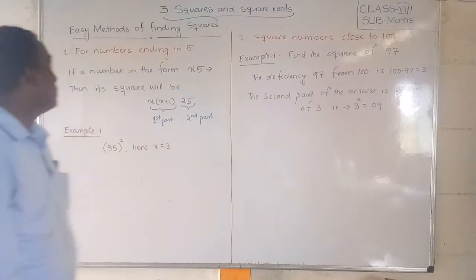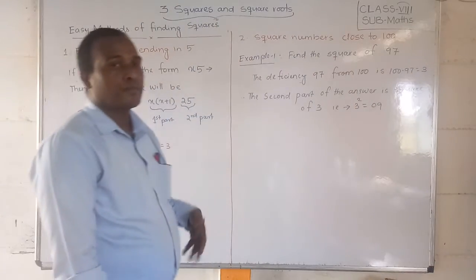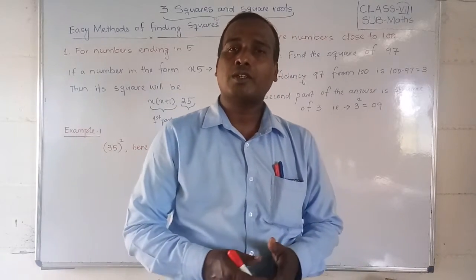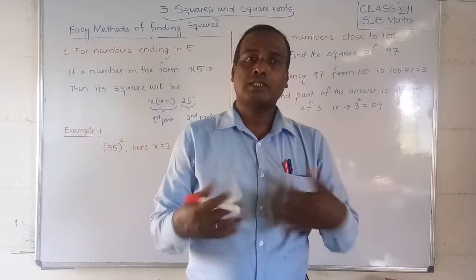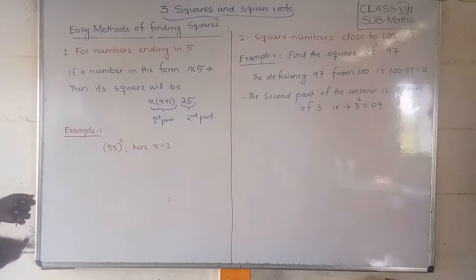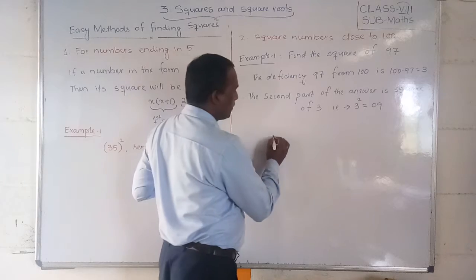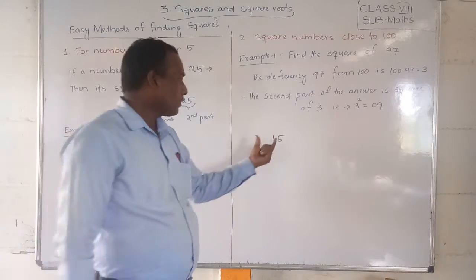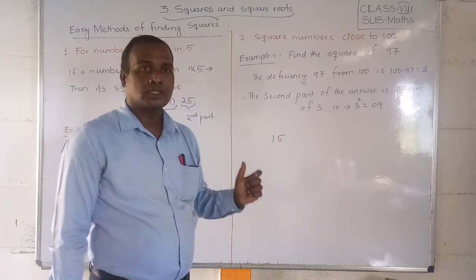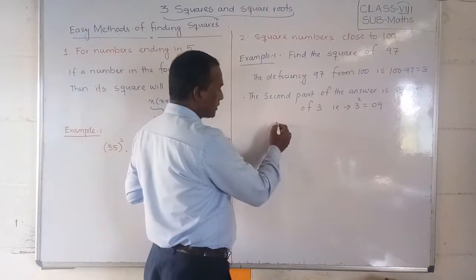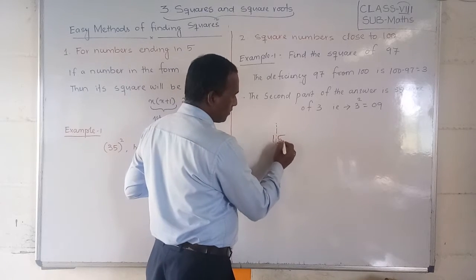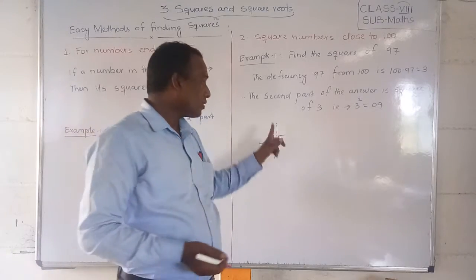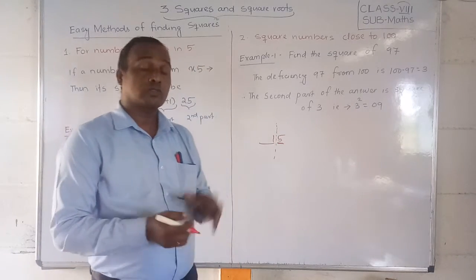The first one given to you is for numbers ending in 5. Students, if any natural number ends with 5, how should you find its square? It is a very easy and interesting part. Suppose I say 15. It ends with 5. What you have to do now is make it two parts: one is 5, and the other is the remaining part. Carefully understand, students.